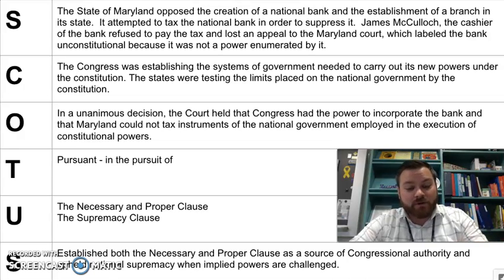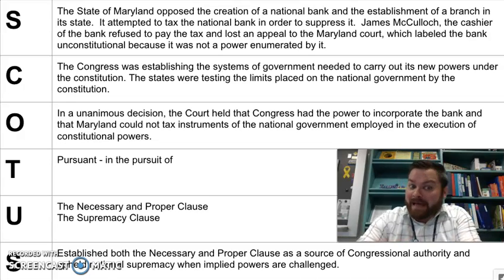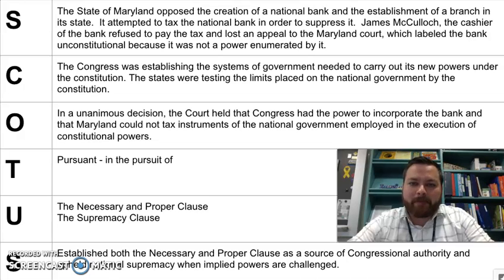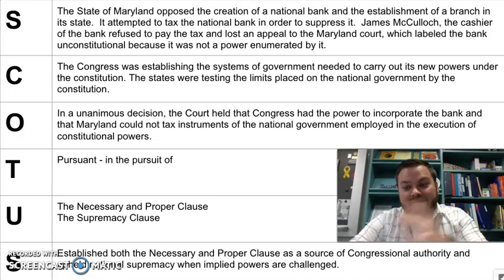So print and coin money, that's the enumerated power. It's implied then that they could create a bank to help distribute that money. So the necessary and proper clause, the main significance is that ability to create those implied powers where it's not explicitly in the Constitution, but it's implied that it would be needed.